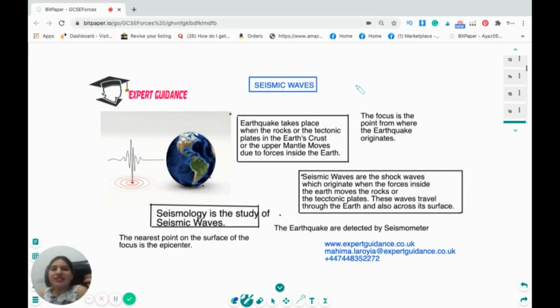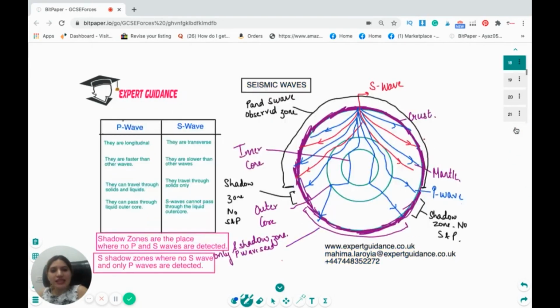Now we have something called the seismic wave. Okay, now what is a seismic wave? Seismic waves are the shock waves which originate when the forces inside the earth move the rocks of the tectonic plates. The waves travel through the earth and also across the surface. Now, an earthquake takes place when the rocks or the tectonic plates in the earth's crust or the upper mantle move due to the forces inside the earth. Seismology is the study of seismic waves. The nearest point on the surface to the focus is the epicenter, and the device which is used to detect earthquakes is the seismometer.